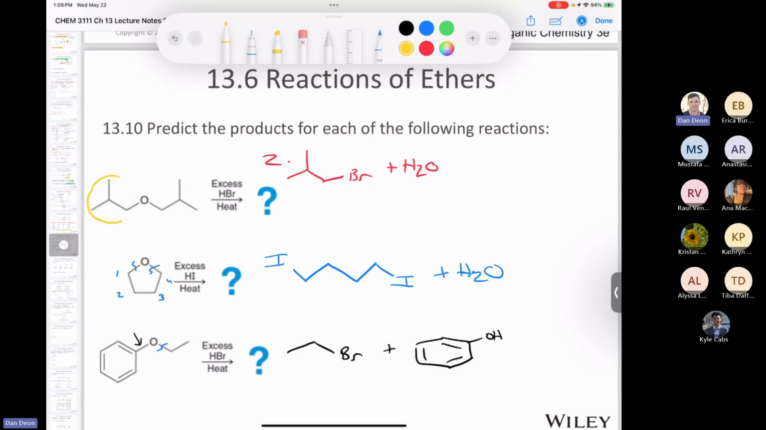So to review what we went over last class, if we have an alkyl group, this is a sec-butyl group, and this is a sec-butyl group. In that case, we end up with sec-butyl bromide and, of course, water. The next one, we have a 5-membered ring. This is tetrahydrofuran. We went over that.